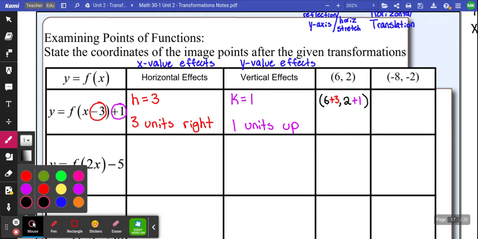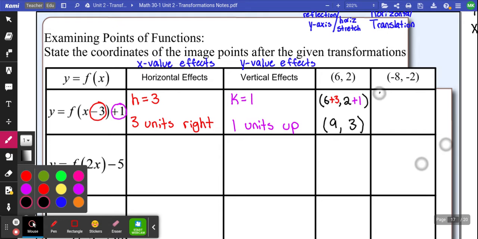Right? But that's what's actually happening to the point. So if you want to know where that point went, 6 plus 3, it's now at 9. 2 plus 1, it's now at 3. That point moved to 9, 3. I didn't have to graph it to figure out where it moved, right? I just added the values.